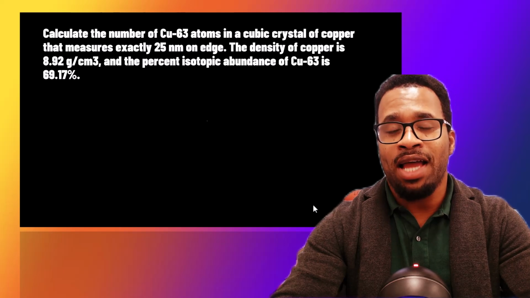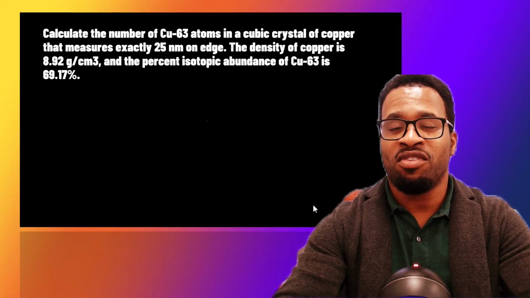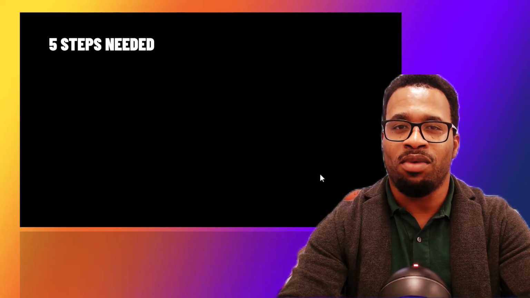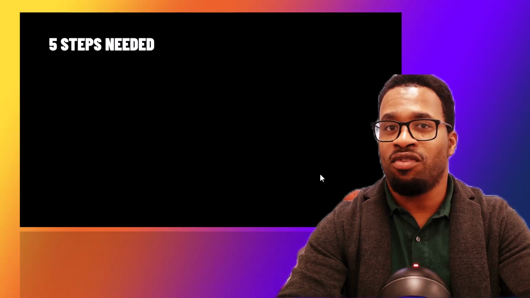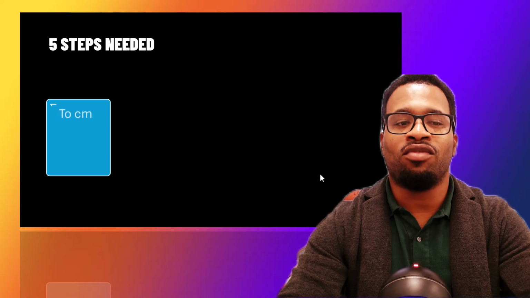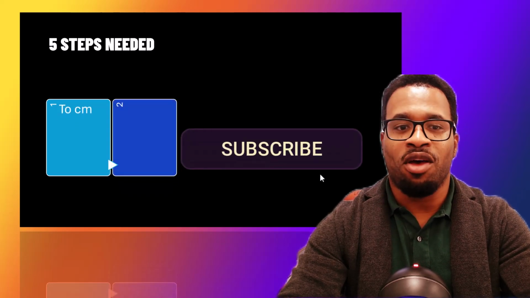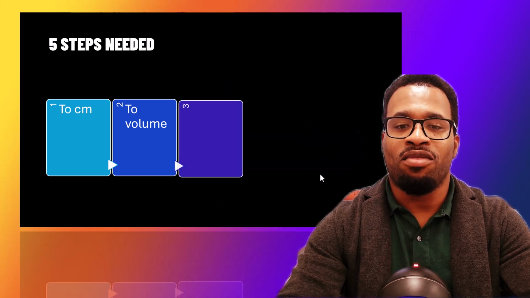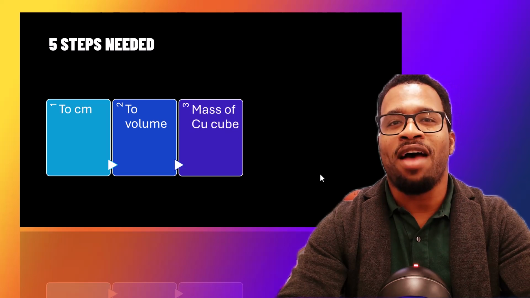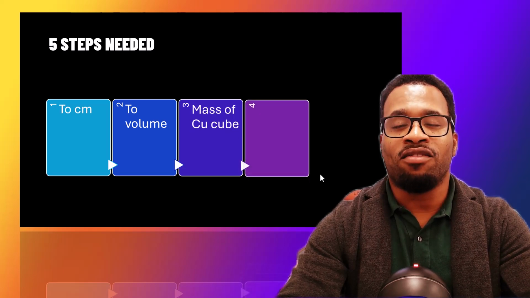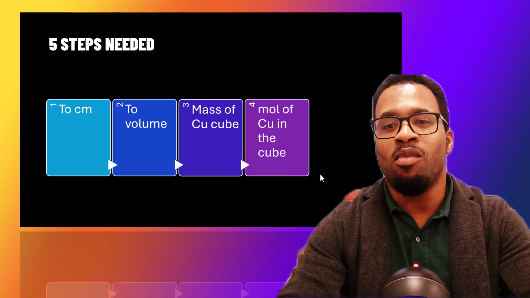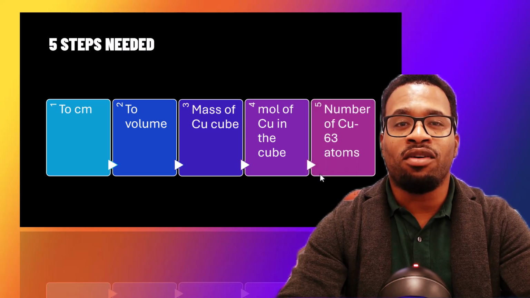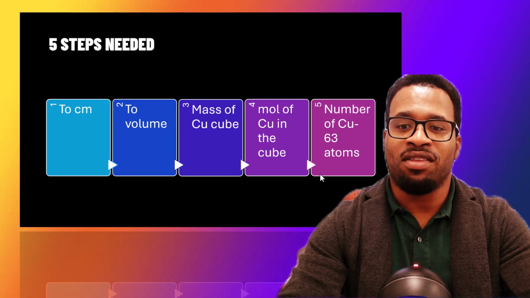If you're asked to determine the number of atoms present in an object given its shape, and it says that this object is a pure substance, how are you going to go about this? There are 5 steps required to solve the question. The first step is to convert to centimeters. The second step is to go to your volume from that length. The next step is to determine the mass of the copper cube, followed by the fourth step, determining the moles of copper in the cube. The final step is to find the number of copper-63 atoms present in that cube.